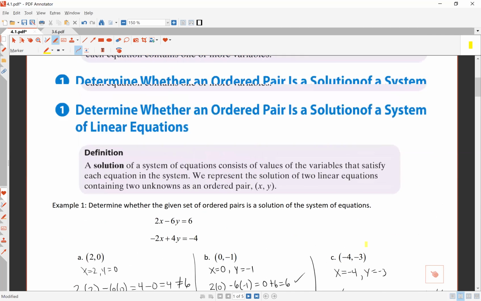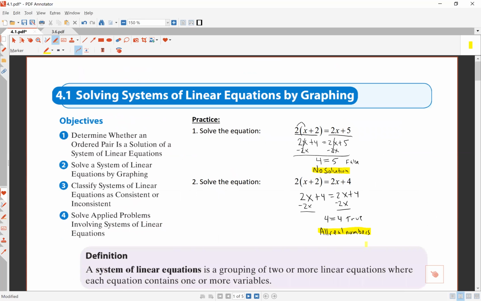This concludes the video for section 4.1, solving systems of linear equations by graphing. Objective 1, determine whether an ordered pair is a solution of a system of linear equations.